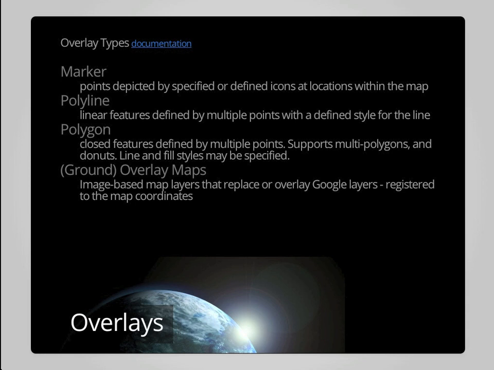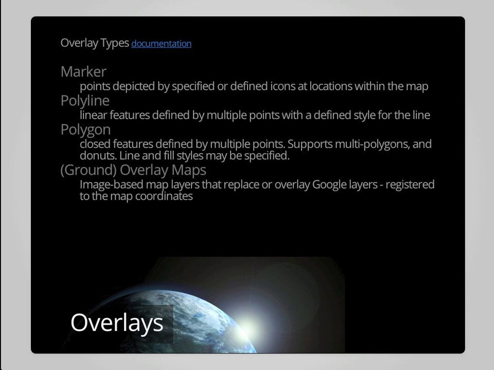The first is a marker type, which is focused on the depictions of points. And you can specify the locations of those points, and you can also define the styles of those points as they are displayed using particular icons. So that is a way of displaying point location type of information.